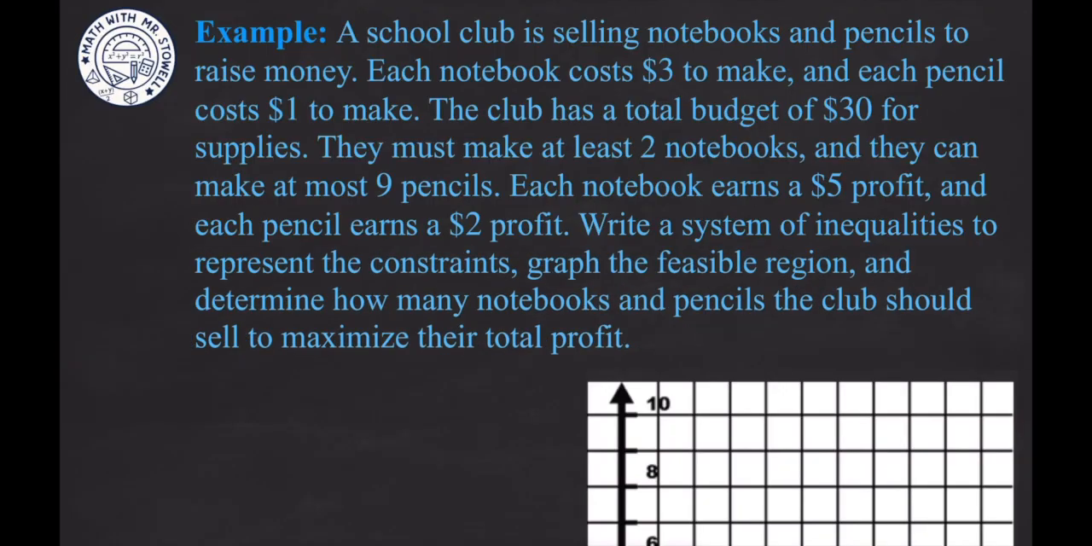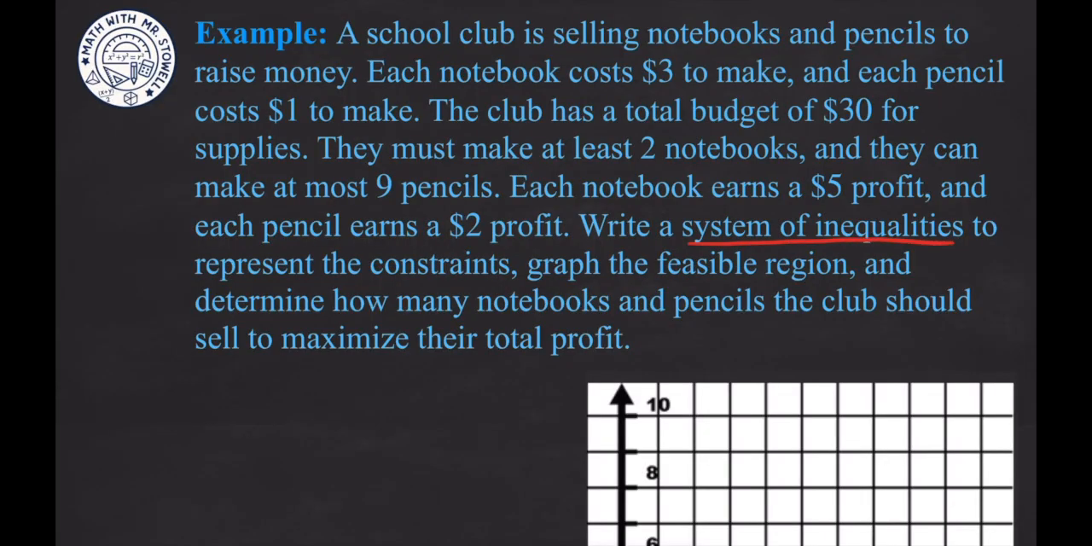In this example, we know that a school club is selling notebooks and pencils to raise money. Each notebook costs $3 to make, and each pencil costs $1 to make. The club has a total budget of $30 for supplies. They must make at least 2 notebooks, and they make at most 9 pencils. Each notebook earns a $5 profit, and each pencil earns a $2 profit. Write a system of inequalities to represent the constraints, graph the feasible region, and determine how many notebooks and pencils the club should sell to maximize their total profit.